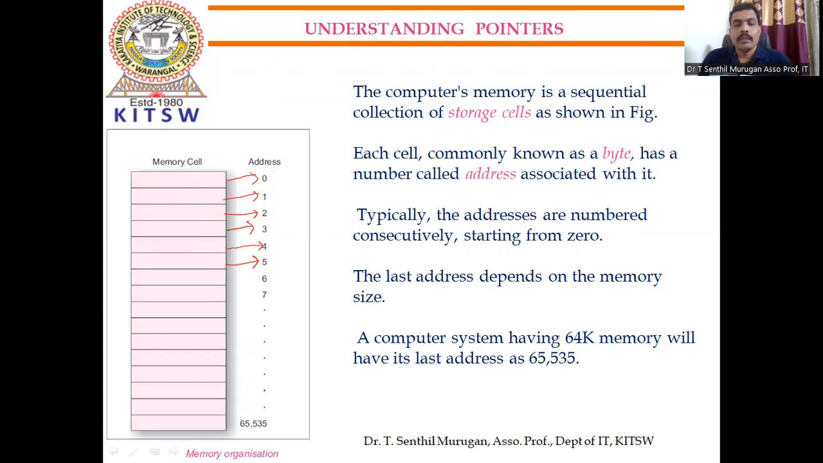Okay, so these addresses are consecutively arranged. They are numbered consecutively starting from 0, because we are using the address like array indices. The last address depends on the memory size. Okay, so in this structure 65,535 is the last address.